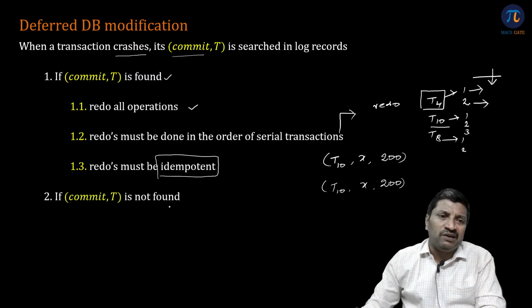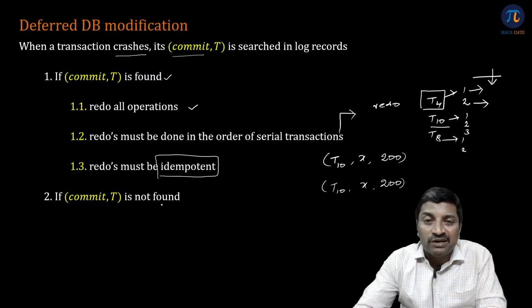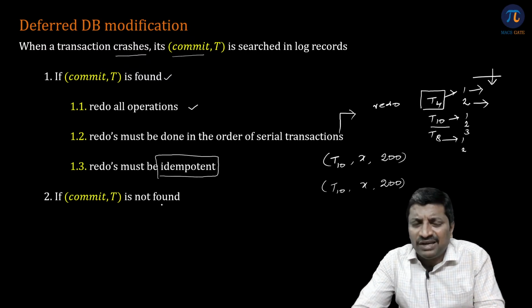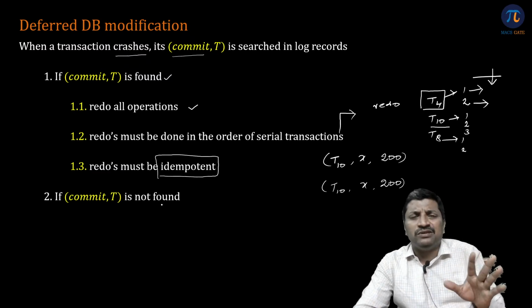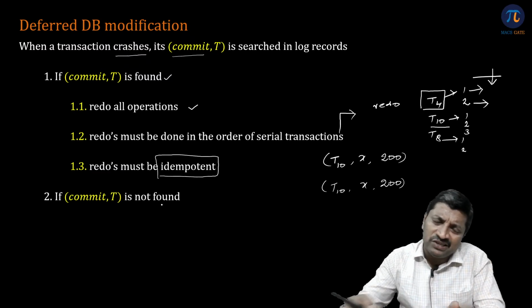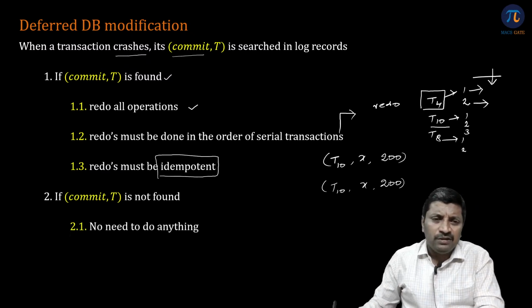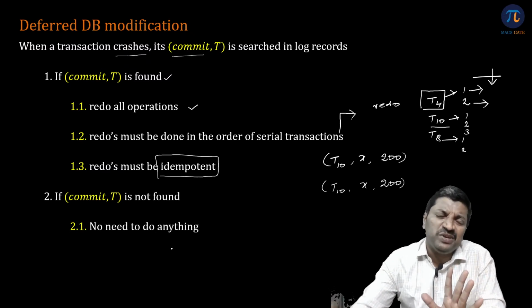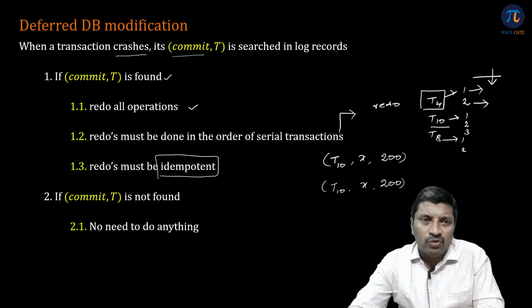Suppose commit is not found. Whenever commit is not found, we have not started. When not started, why to worry, sir? Forget about it. Again start, take care of the paper, again start it. That's it. So no need to do anything. Just be calm or ignore it. Hope you understood deferred modification.